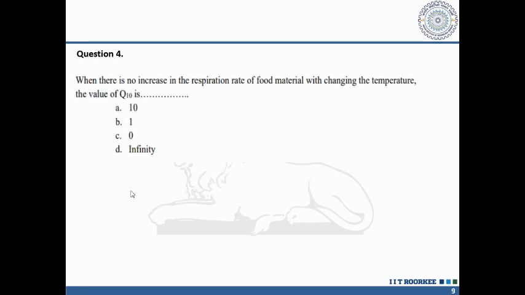Okay, so the next question is question number 4. When there is no increase in the respiration rate of food material with changing the temperature, the value of Q10 is. You need to tell what the value of Q10 is. Option A is 10, B is 1, C is 0, and D is infinity. So please answer in the comment box, then I will tell you the correct answer.